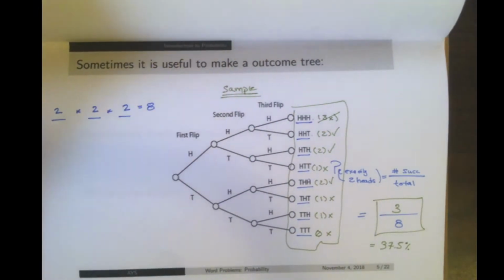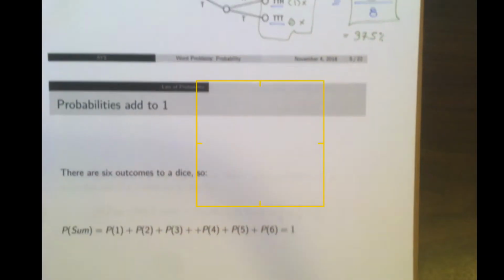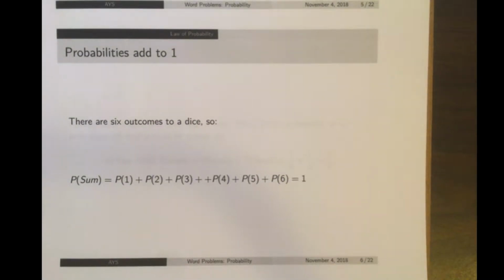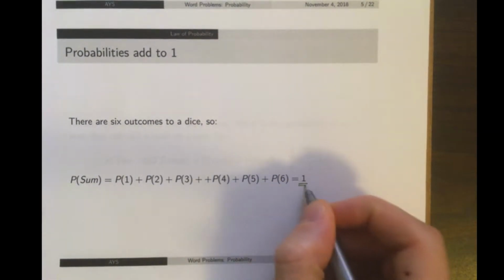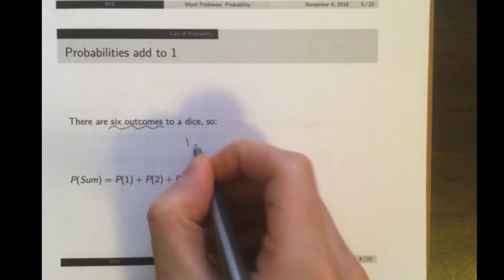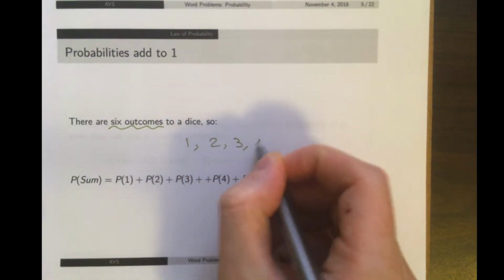Okay, well, let's take a look at the laws of probability. One of the first laws of probability is that all the probabilities add up to 1. So if I'm doing a dice, there's 6 outcomes in a dice. We already listed them, 1 through 6.